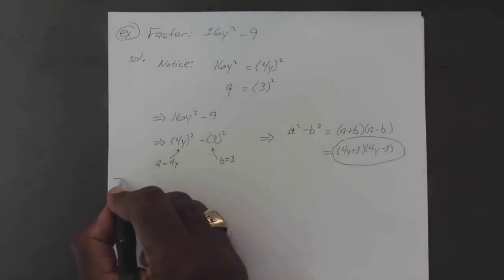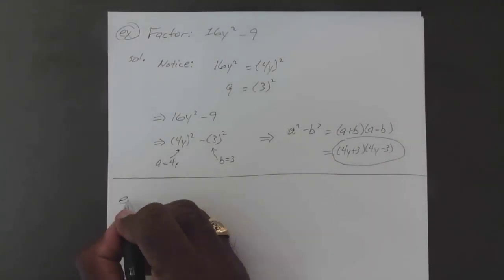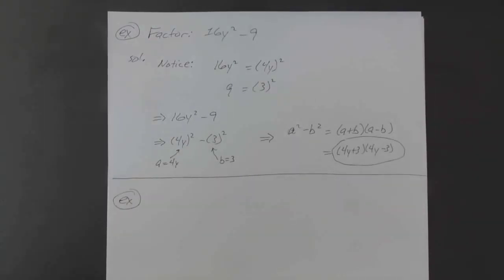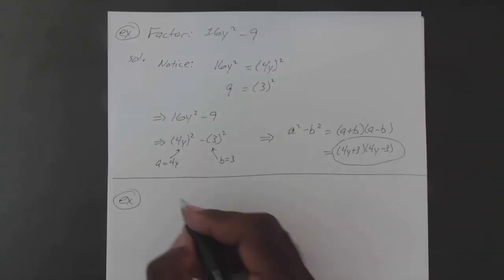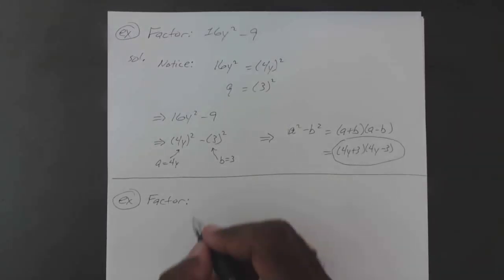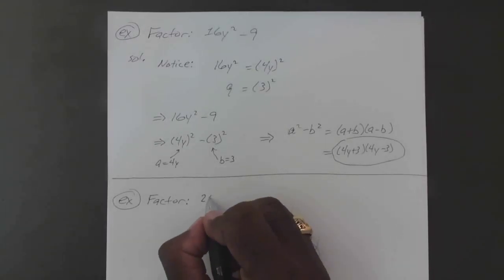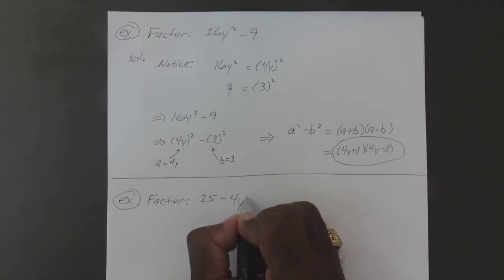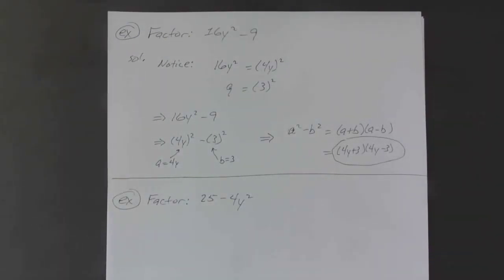All right, so let's do another example. Let's say you want to factor 25 minus 4y squared. Okay. So it doesn't matter which side the variable's on. If you have an x on either the left side or the right side of the minus sign, it's still the exact same thing.